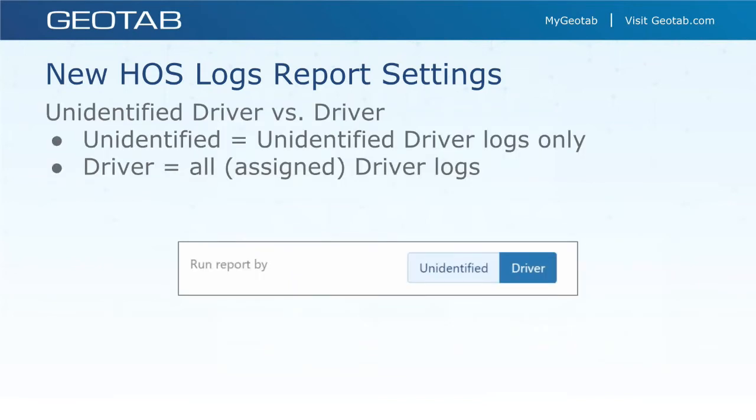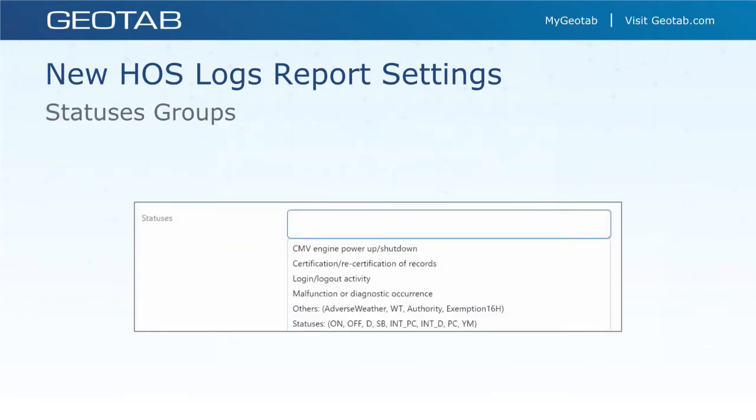So we have unidentified driver versus driver. That's one of our new settings. If you select unidentified, you're going to get logs for unidentified drivers only. If you select driver, then you are going to get a report that shows all assigned driver logs. Now, here are these status groups that I mentioned. So now we can distinguish between these different groups of events within the report.